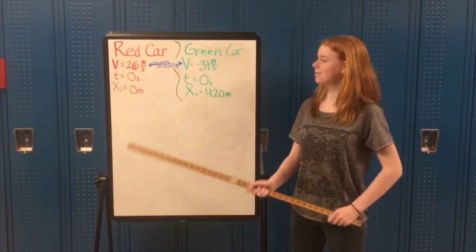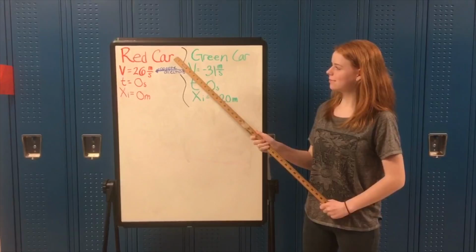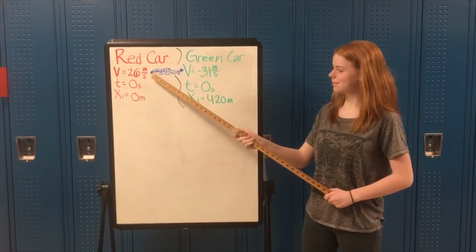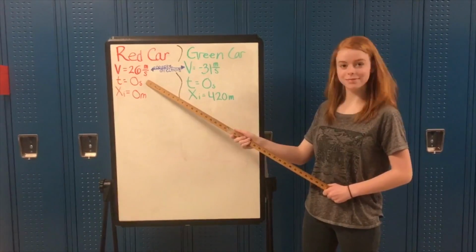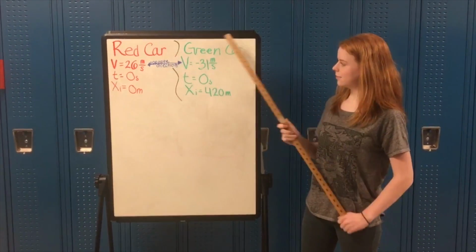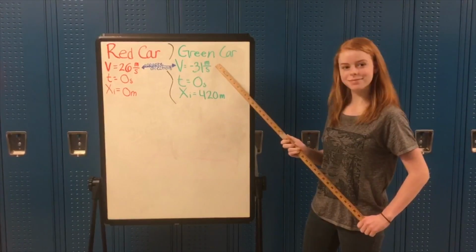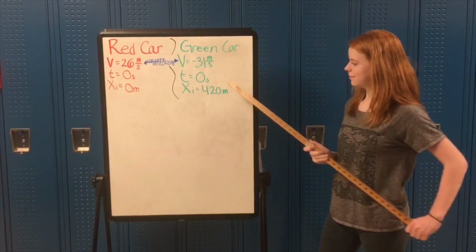You are riding in the red car on a straight stretch of a 2-lane highway with a speed of 26 meters per second. At a certain time, which we will choose to be t equals 0, you notice a green car moving towards you in the other lane. The green car has a speed of 31 meters per second and is 420 meters away at time equals 0.